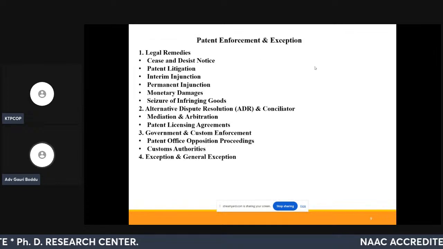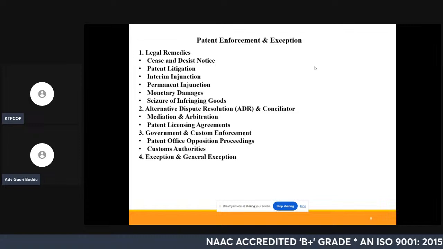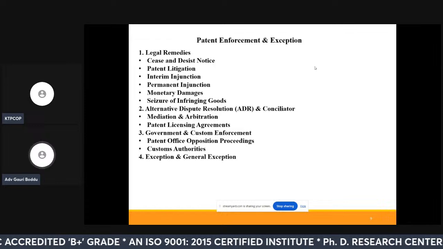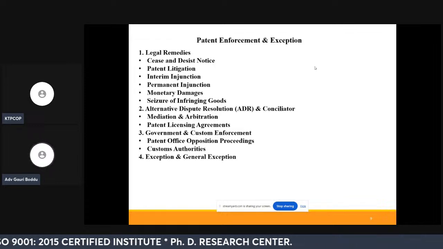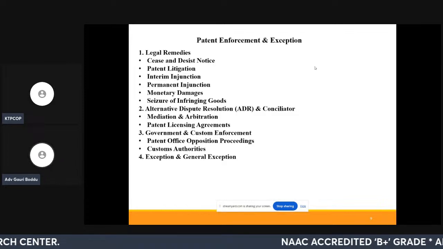So now next one is patent enforcement and its exceptions. Now there are legal remedies. As I told you, there are legal remedies that you can go through the court also. So now, the first legal remedy is the cease and desist notice. Now, what is a cease and desist notice? A formal warning to stop infringement.